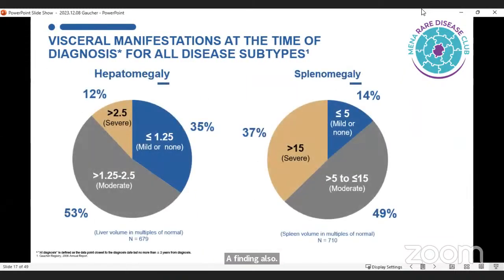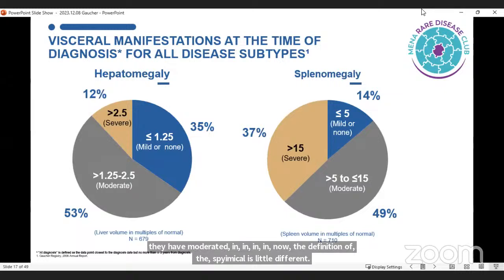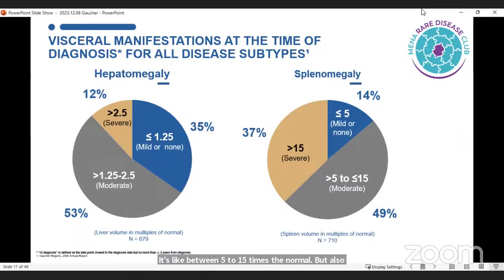So here in this study, they looked at time of diagnosis. At time of diagnosis, half of affected individuals have moderate hepatomegaly, which is like the liver is 1.25 to 2.5 times the normal. Same thing, half of individuals have moderate splenomegaly. Now, the definition of moderate splenomegaly is a little different. It's between 5 to 15 times the normal. But they can also present with severe hepatomegaly or severe splenomegaly.